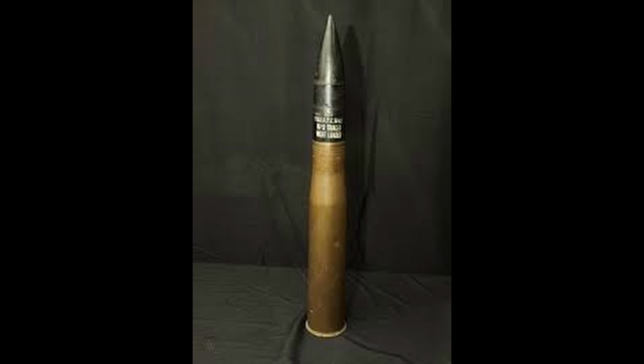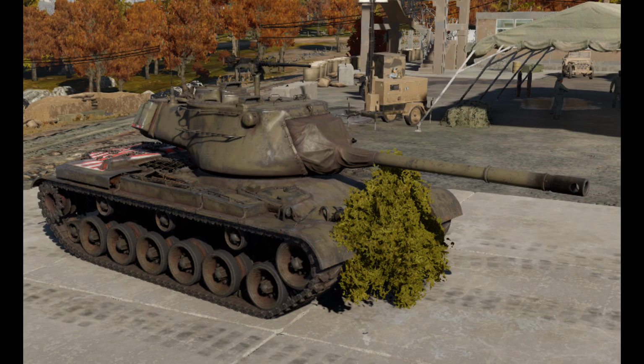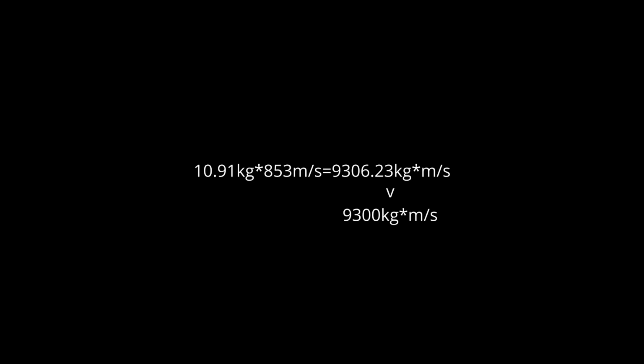This is the M82 90mm shell. The M82 has a mass of 10.91 kilograms and a muzzle velocity of 853 meters per second when fired out of a 90mm M36 cannon. This means that in a scenario without air resistance, it would have a momentum of about 9,300 kg·m/s.